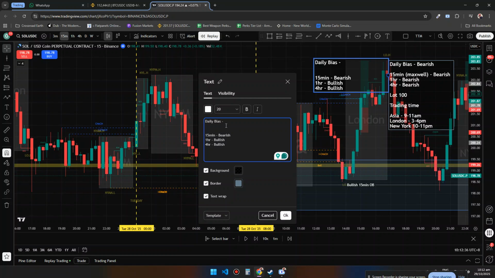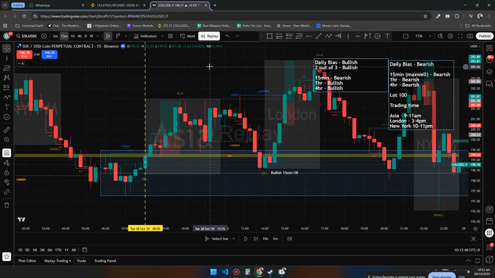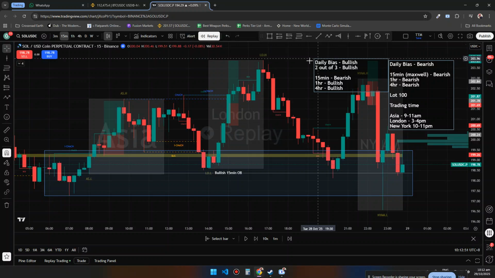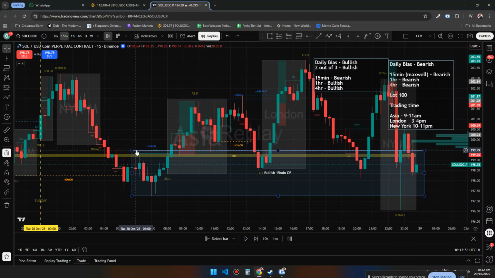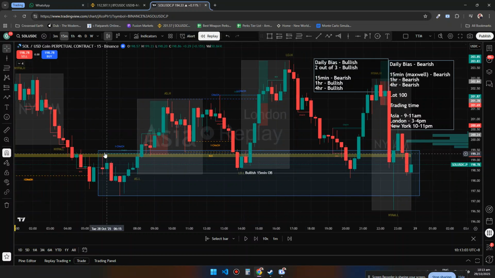All right, so 2 out of 3, you can see the overall trend is bullish, so the daily bias is bullish. So if the trend is bullish, I have to draw the bullish 15-minute OB. All right, OB means order block. So basically this whole entire thing is like a support. This OB is like a support.